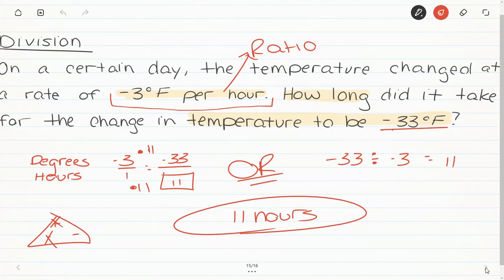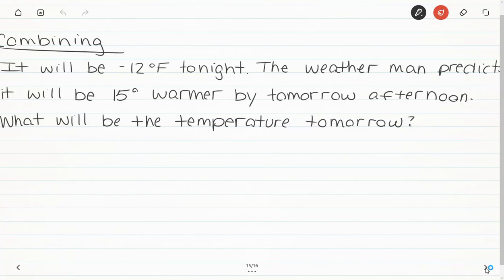All right. So the next two problems we're going to talk about are combining integers. And remember, that relates back to our addition and subtraction of integers. So here's our first one. Go ahead and copy it down, and then we'll talk through it.